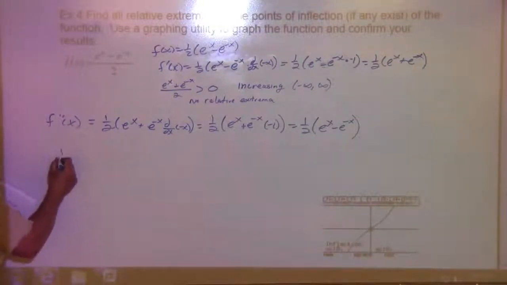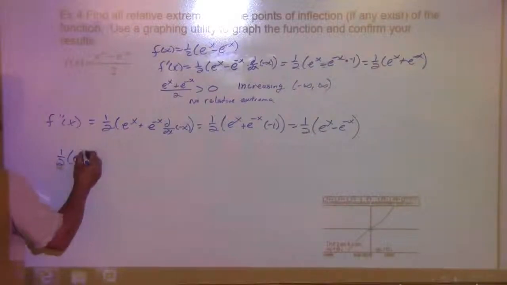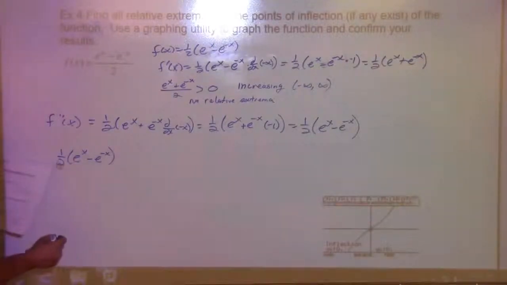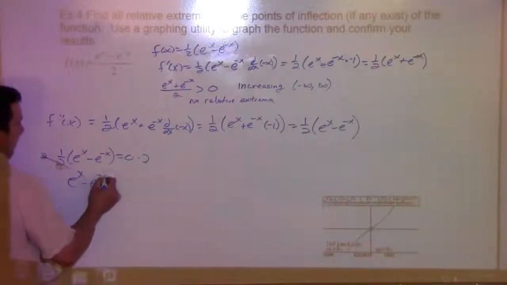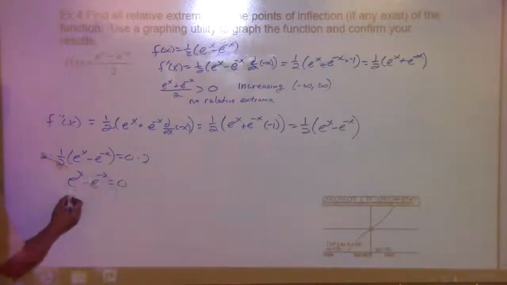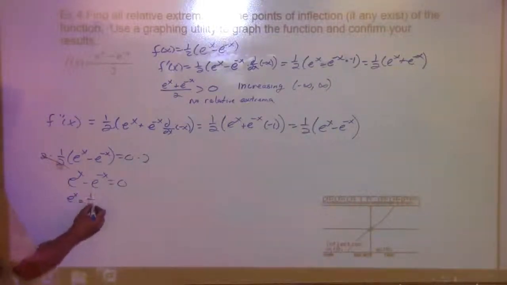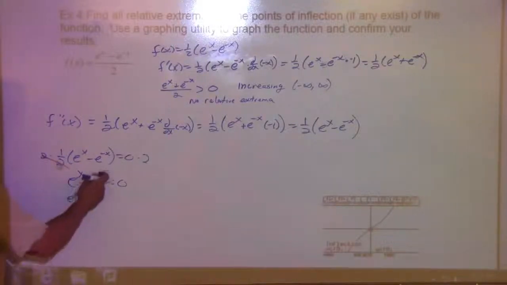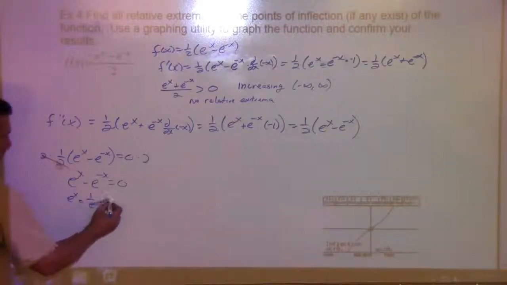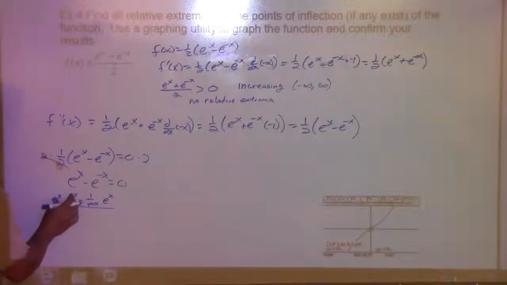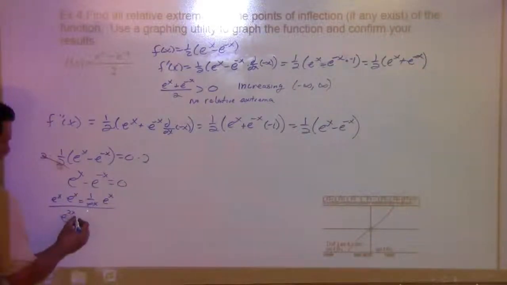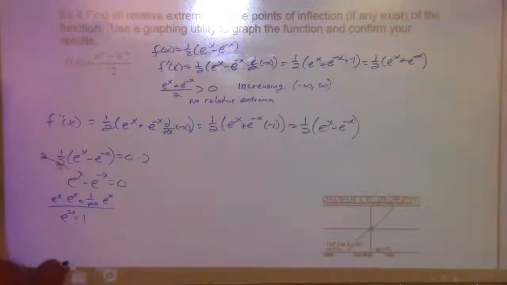So if we take 1/2 of e to the x minus e to the negative x, set it equal to 0, I can multiply both sides by 2. Then we have e to the x minus e to the negative x equals 0. Then if I add that to the other side, e to the x equals 1 over e to the x, because e to the negative x is 1 over e to the x. Multiply both sides by e to the x. I have e to the same base, so we add the powers. It's e to the 2x equals 1.